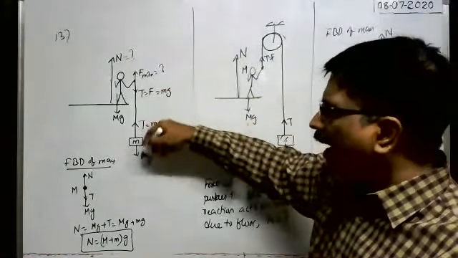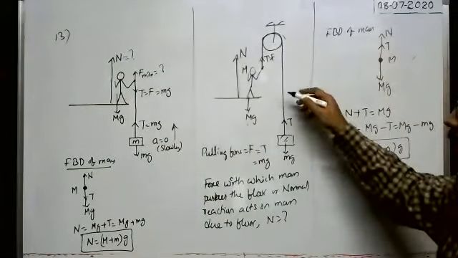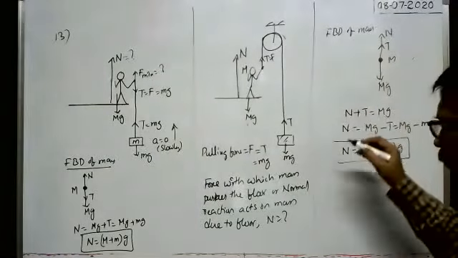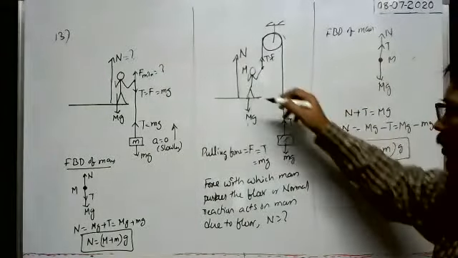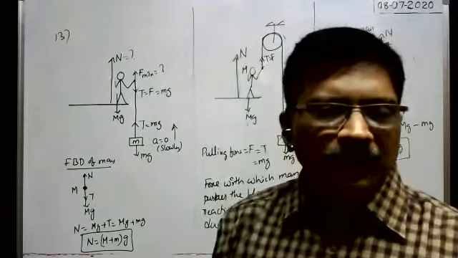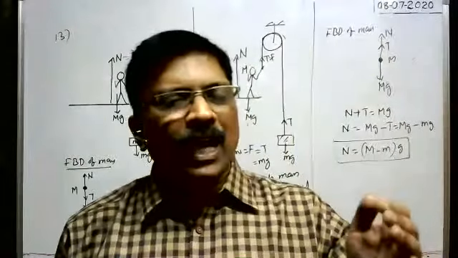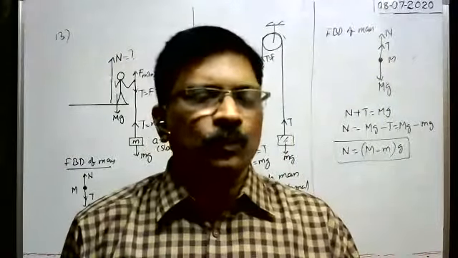Suppose by pulling the rope like this with the help of the pulley, you pull the block in upward direction. In that case, the force with which the man pushes the floor, or the normal reaction acting on the man, is equal to (M minus m) into g. So with the help of the pulley, when you pull the bucket with a small force only, we push the floor downwards.